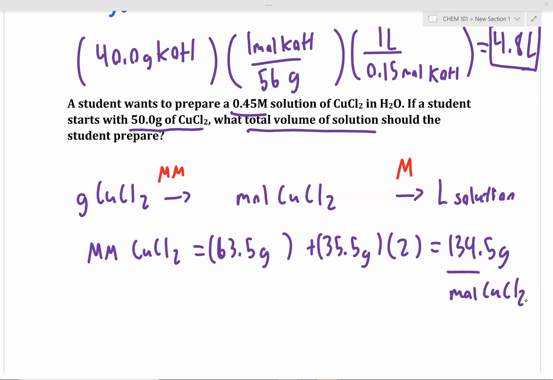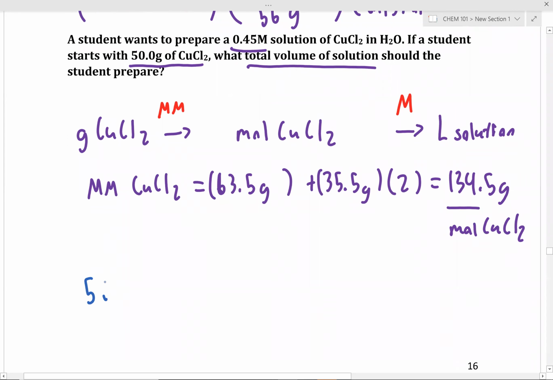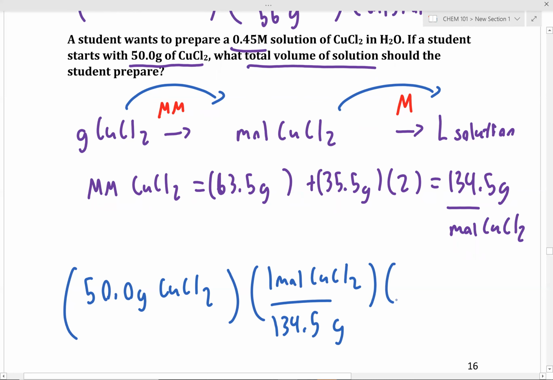Perfect. So we've laid the groundwork to complete this problem now. All we have to do is execute. If we have 50.0 grams of copper chloride and we're going from grams to moles, what units are going to be on top? Moles. In 1 mole of copper chloride, we have how many grams? 134.5. And if we're going from moles to liters, what units need to be on top? Liters. In 1 liter of solution, we have how many moles of copper chloride? 0.45.